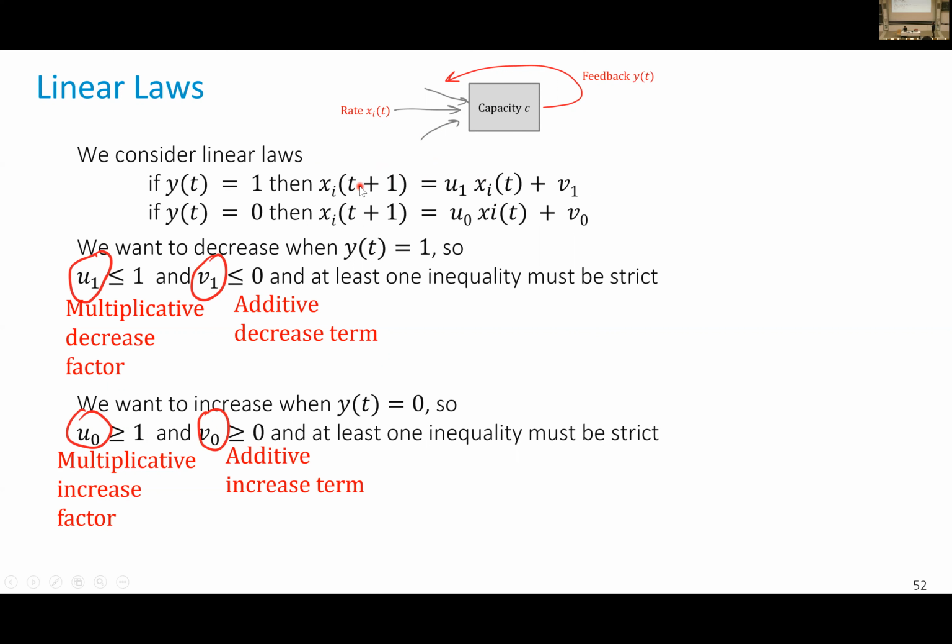When I receive a feedback at time t plus 1, I transform the previous rate by using this affine formula here, which means I add something and I multiply the rate by something else. So there is a multiplicative factor and an additive term here. Of course, if we receive negative feedback, which means here the bit is set, this should decrease. So we will accept only multiplicative factors that are less than or equal to 1 and additive terms that are negative or 0 here. And same for the increase here. So that leaves us with the control of this form.